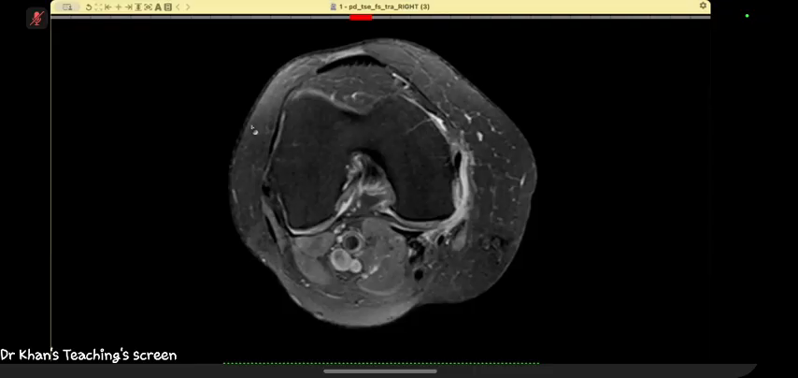I've been presented with axial STIR images of the same patient, axial view. You can ask for the mouse control. Yes, I have to ask again for the control. So I have requested, please. Thank you.